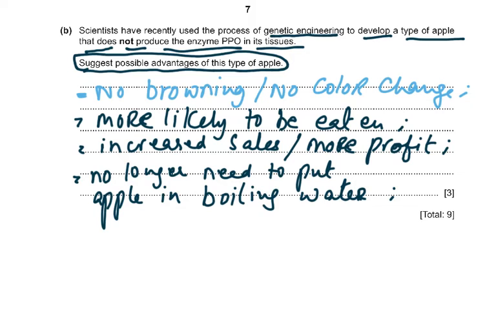So no browning, no color change, more likely to be eaten because they don't turn brown, so we won't waste them. Then increase sales or more profit, and we will no longer need to put them in boiling water. So we have 1, 2, 3, 4 marking scheme points, and you have to give me any three of these to get your 3 out of 3.